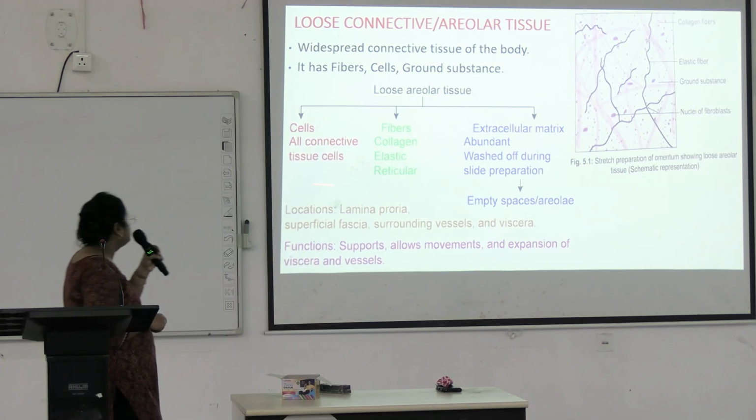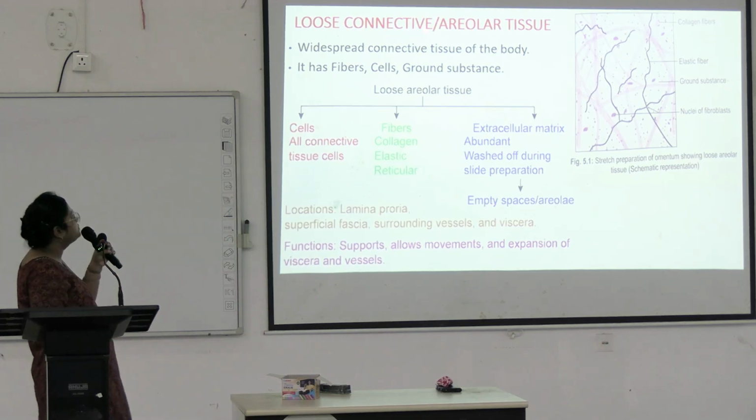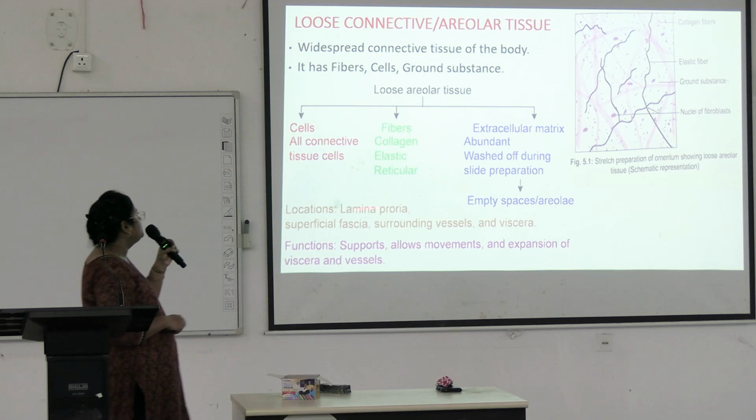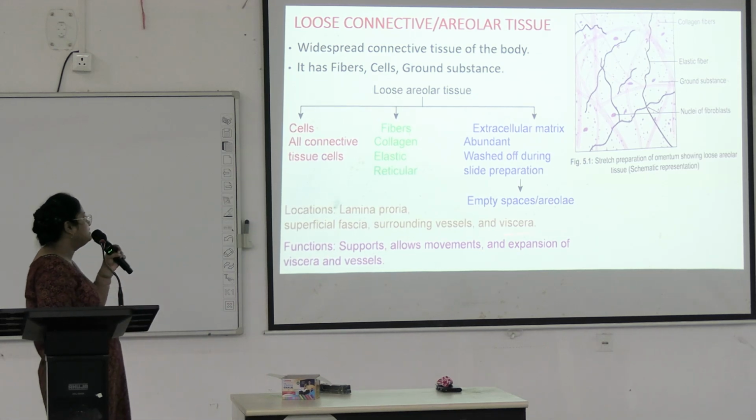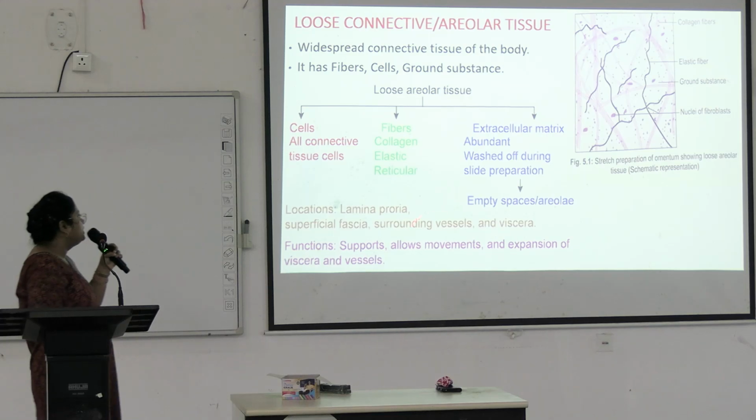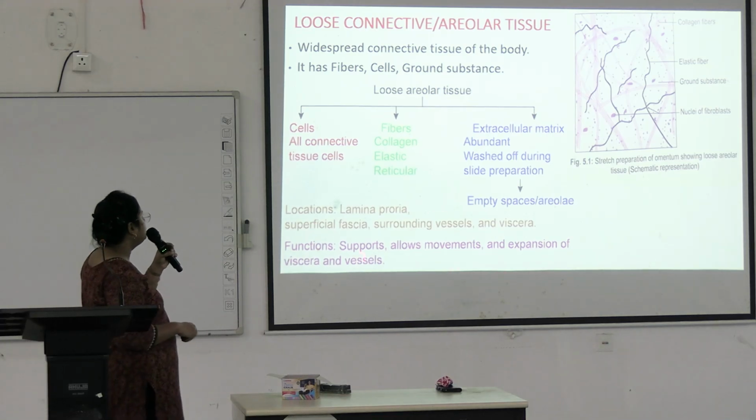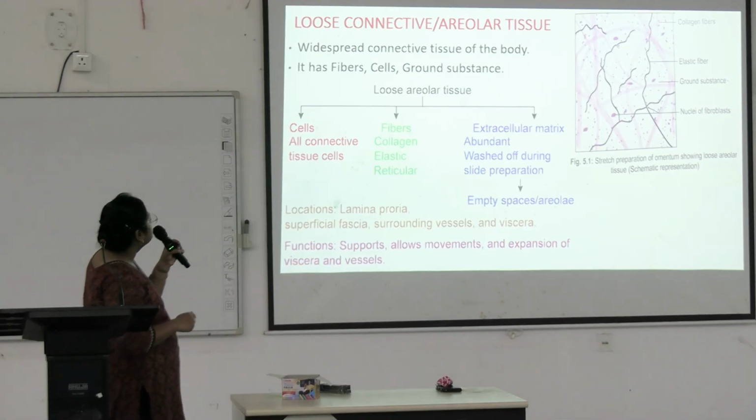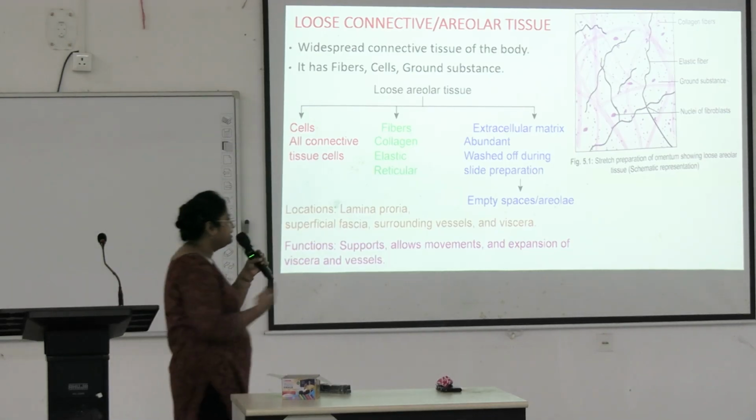Next locations are, these are the locations of loose areolar connective tissue: lamina propria, superficial fossa, surrounding vessels and the viscera. And these are the functions. It supports, allows movement and expansion of viscera and the vessels. So these are the functions of loose areolar connective tissue.